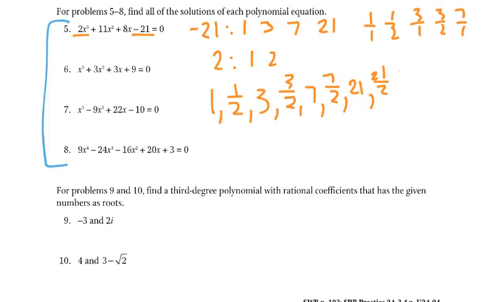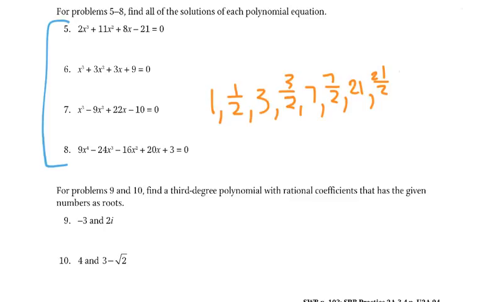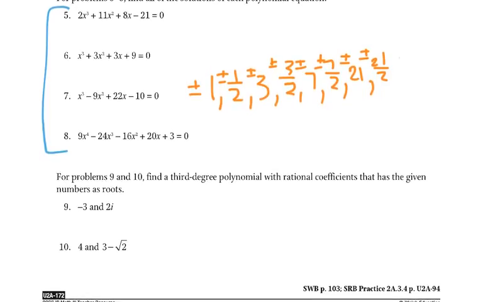Okay. So those, and positive or negative, I should say. Positive or negative on all of those, okay? And so on. Then we would start out and we'd start using synthetic division to see which ones actually work. So then using synthetic division, we try out positive one first.